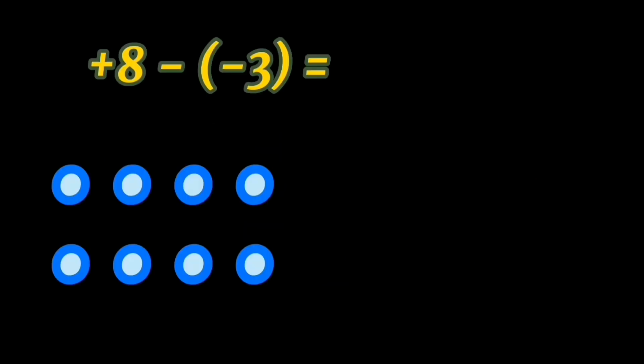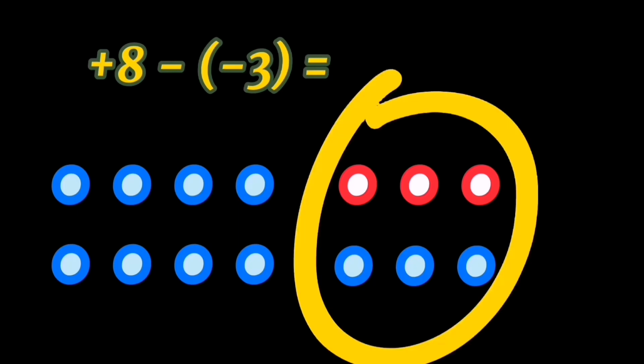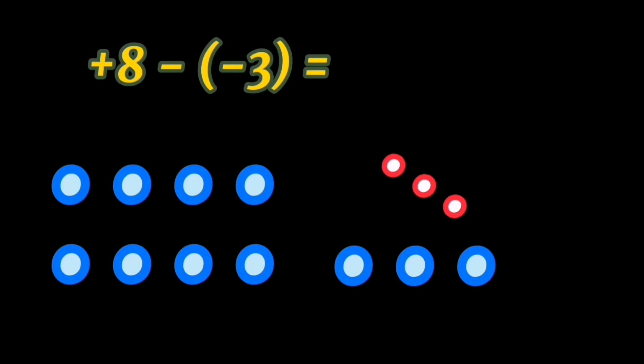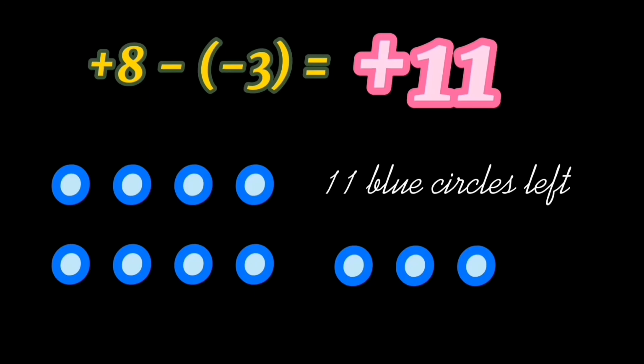So in 8 blue circles, if we add 3 red circles, but at the same time, we also add 3 blue circles, the value of the minuend is still positive 8. It just looks different, but still the same value. In this case, we can already take away negative 3 or 3 red circles from the minuend. After doing so, what is left for us are 11 blue circles, which is equivalent to positive 11.